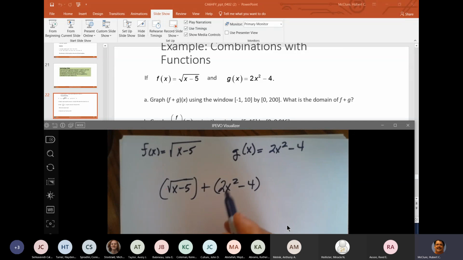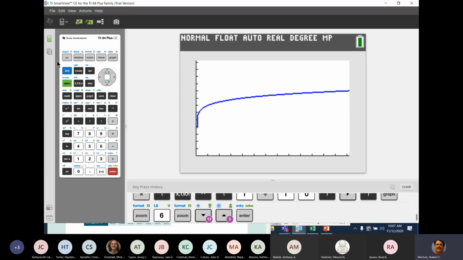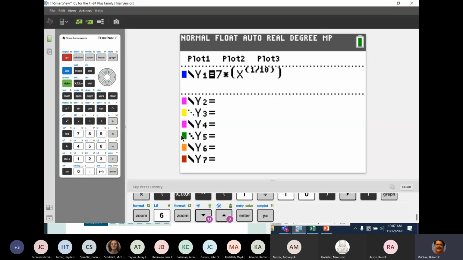Now they want you to graph it. Well, it's going to be a funny graph. So let's graph it. Let's take our handy dandy calculator and graph y equals, clear, and that's going to be the square root.